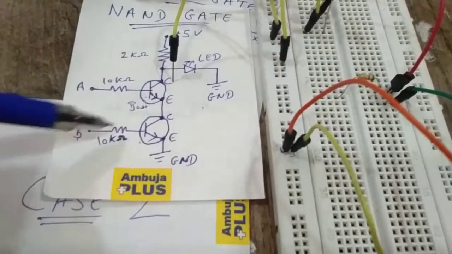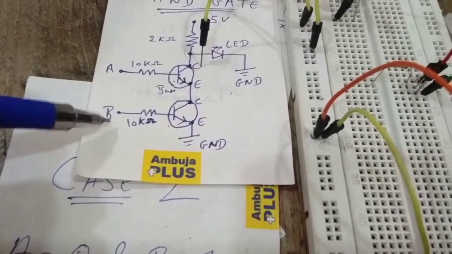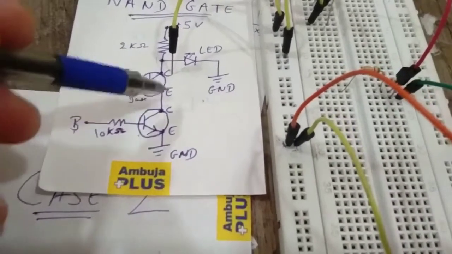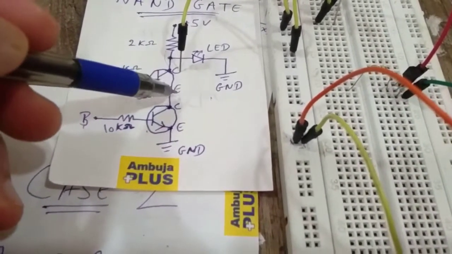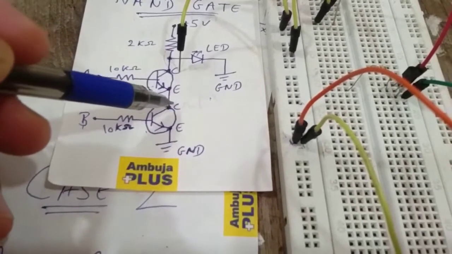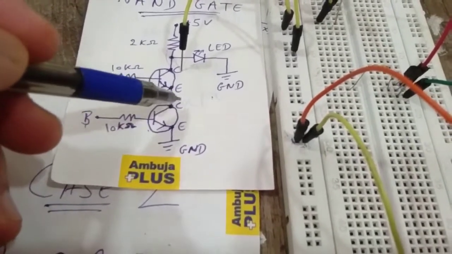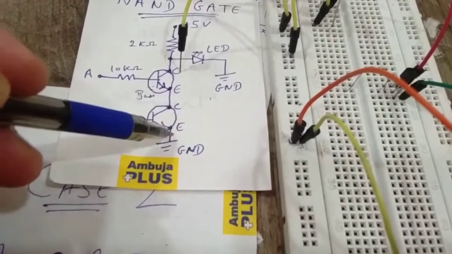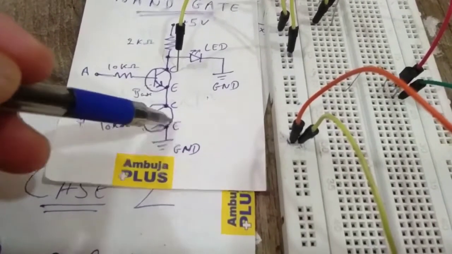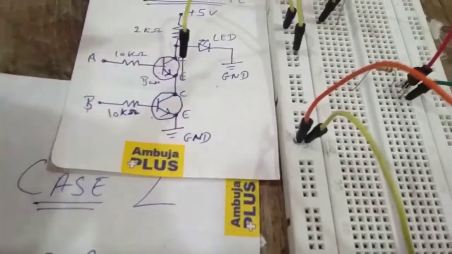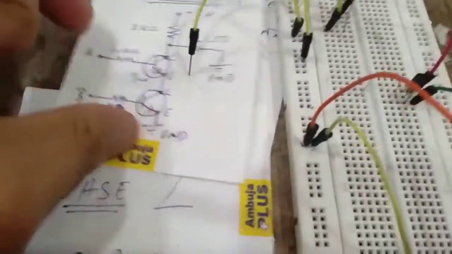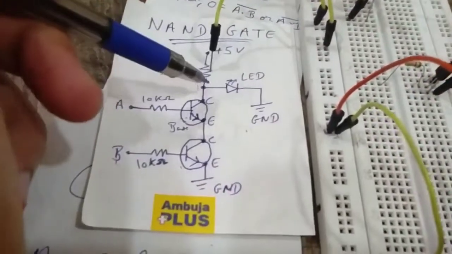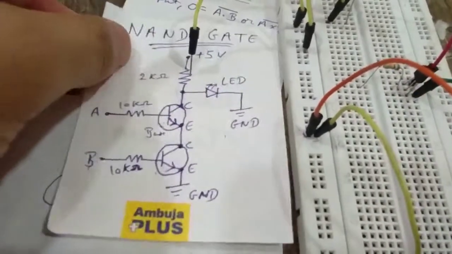Even in the rest of the circuit, the input from B is high. Since the output is 0 at this emitter, the input at this collector will be 0. So even if it's 0 here and this being high, making a connection between the collector and emitter, the output at the emitter will be 0 only, and hence this LED will be high.